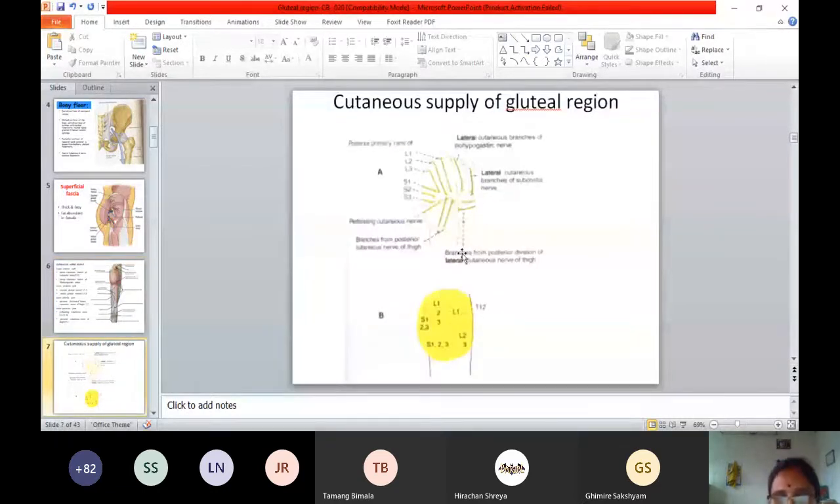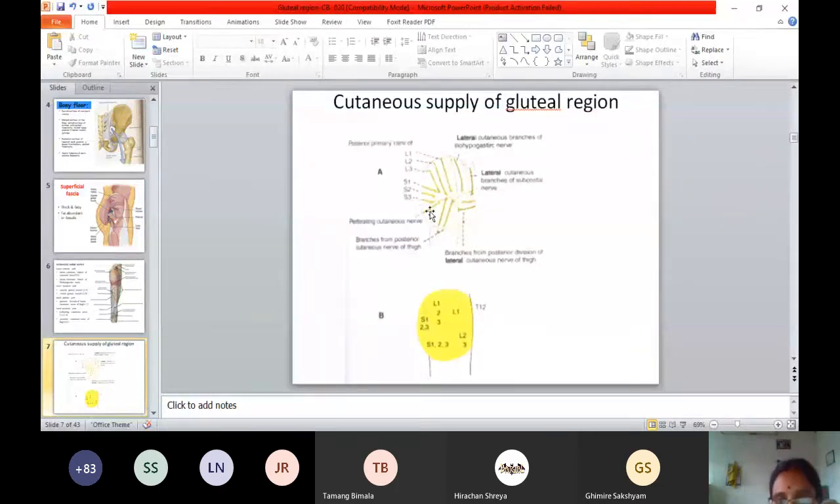Here you can see, this is the picture from the Chaurasia. So upper and anterior part is innervated by 2 nerves: lateral cutaneous branch of subcostal from T12 and lateral cutaneous branch of iliohypogastric nerve. Upper posterior part is by L1, L2, L3, means this is superior gluteal nerve, and medial gluteal nerve S1, S2, S3. Lower anterior part is by the posterior branches from lateral cutaneous nerve of thigh, and lower posterior part is by branch from the posterior cutaneous nerve of thigh and perforating cutaneous nerve.